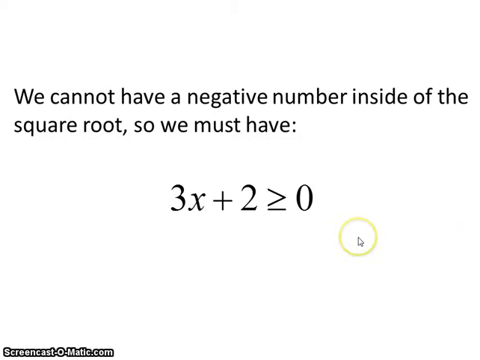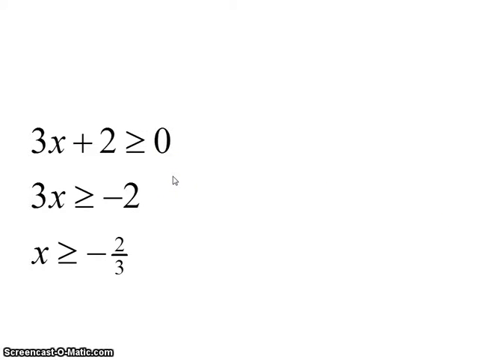So the way we do that is we just set an inequality: 3x plus 2, which is the value inside the square root, is greater than or equal to 0. And we solve that inequality, which is something we know how to do. We just subtract 2 from both sides and then divide both sides by 3, and we get x is greater than or equal to negative 2/3.